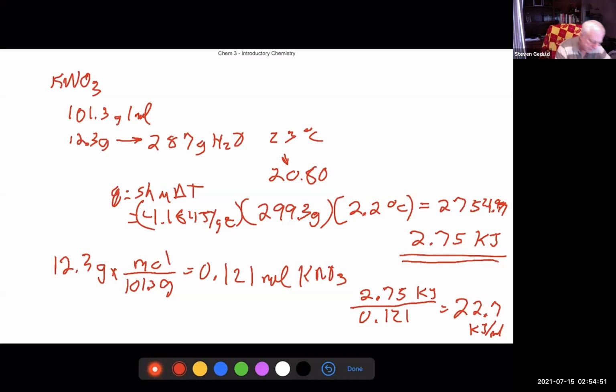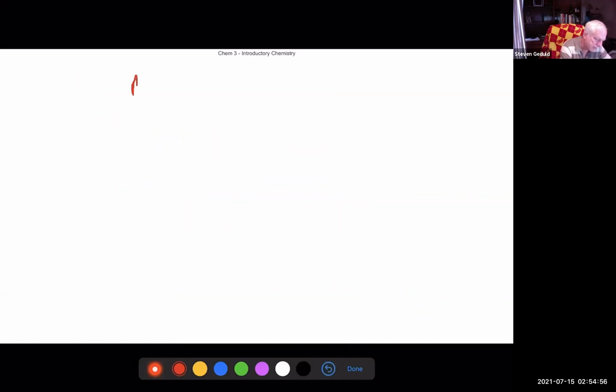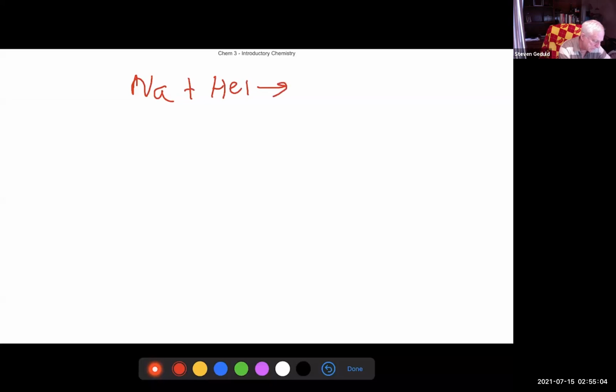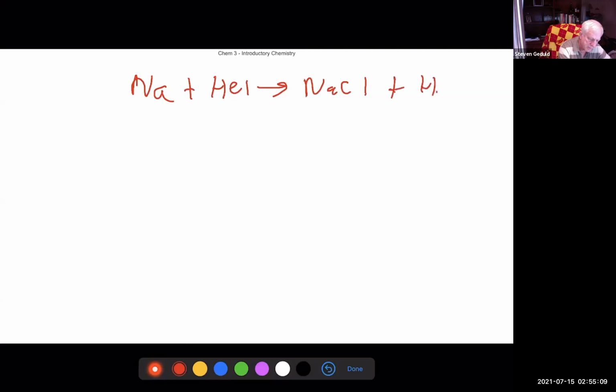So the reaction is sodium metal plus hydrochloric acid goes to NaCl, sodium chloride, plus hydrogen gas. So to balance this, we have the two hydrogens. We need two chlorines. We need two sodiums. And that's balanced.